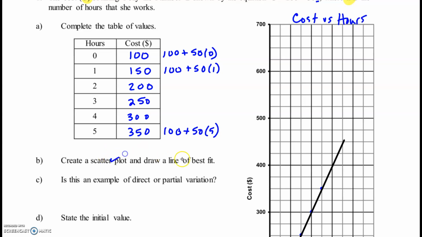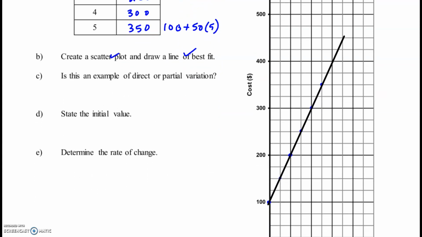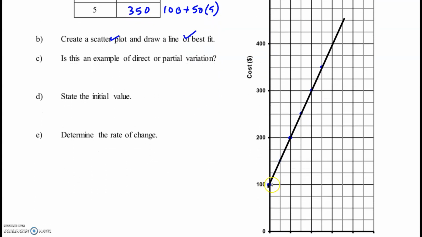Okay, so we've done scatter plot and a line of best fit. It wants to know, is this example partial or direct? So we can see that the line doesn't go through the origin. It starts at 100, so we know this is a partial variation. Since it's a partial variation, that means we have an initial value. So we can see the initial value is 100. We can see that on the graph. And we'll write B equals 100.